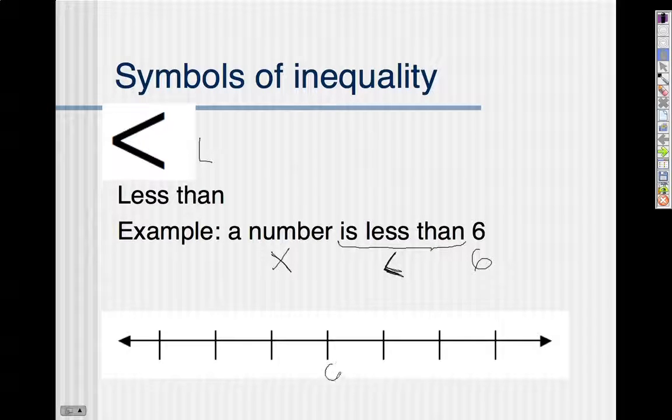So 6 in the middle, numbers less than 6 to the left, numbers greater than 6 to the right, and because it's just less than, it actually doesn't include 6, right? This number can't be 6. We're going to start at 6 with an open circle and draw an arrow from that open circle covering all of the possible values. Make sure you have an arrow at the end of it.